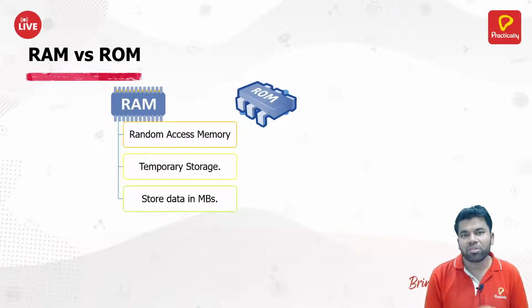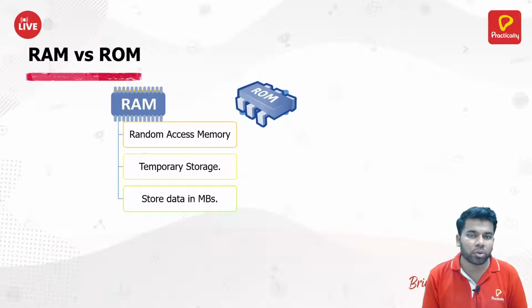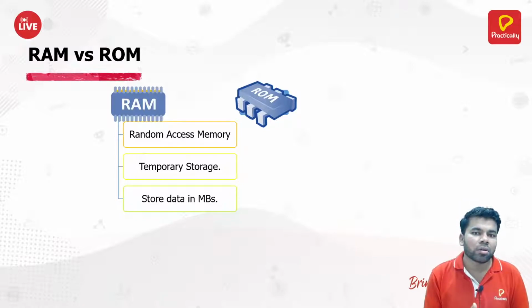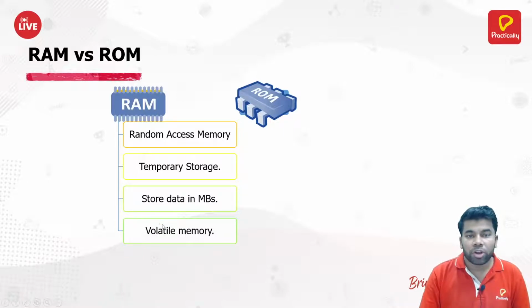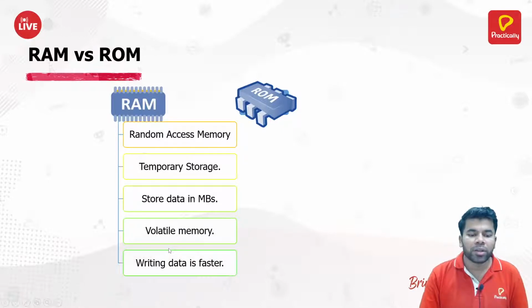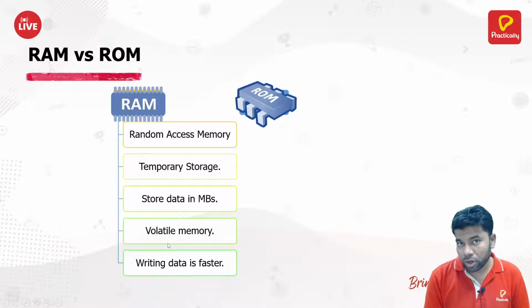Okay, it means it has a small capacity, like it comes in 1 GB, 2 GB, 3 GB, 4 GB, 8 GB, 16 GB RAM. Nowadays phones are coming with 32 GB of RAMs. It is a volatile memory, like I told you. When we turn off the system, the data will be gone here, and writing of data is faster here compared to the secondary storage devices.